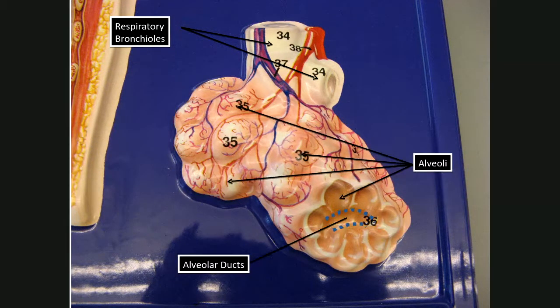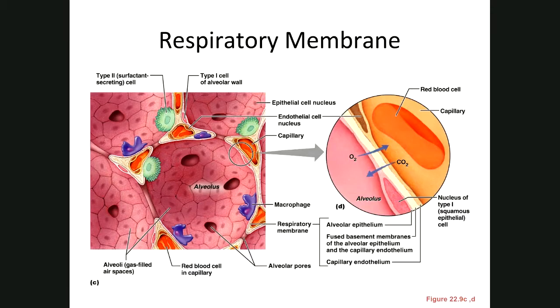But in here is where air is, and there's blood vessels right there. And so this is where we're going to get gas exchange. And if we blow up even more, they look like this. So here are those hollow grape-like structures, those alveoli. And right here are the blood vessels.